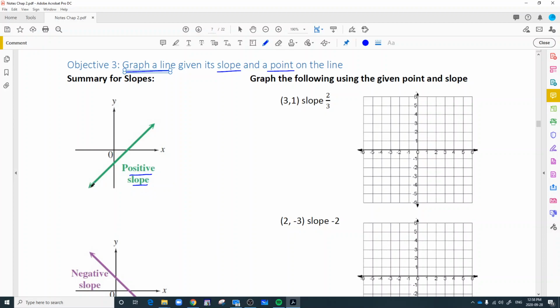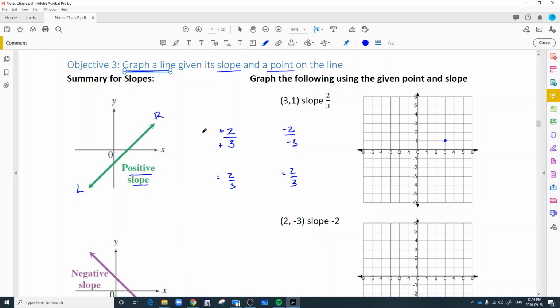A positive slope is any line that rises from left to right. So how do we graph a positive slope? Well, first thing you need is a point. So if we're going to start with the point 3, 1, we're going to go right 3 and up 1. Then we're going to do a slope of 2/3. So a slope of positive 2/3 can be written like this: positive 2 over positive 3, or negative 2 over negative 3. Both of these would simplify to a positive slope of 2/3. I'm going to show you how that works.